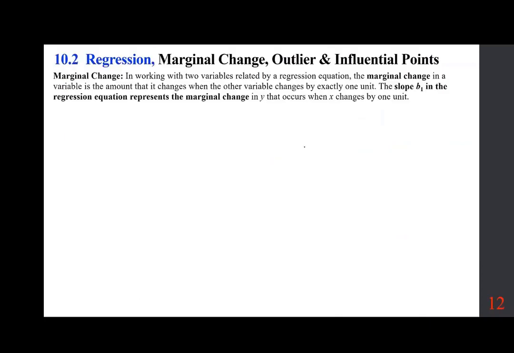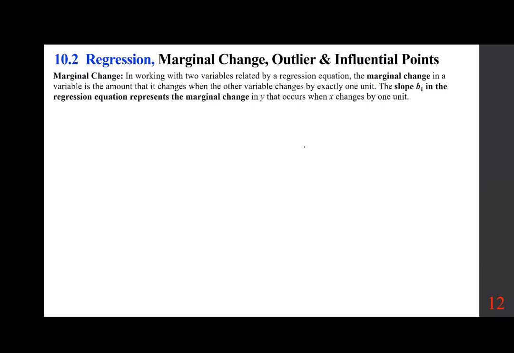Regression, marginal change, outlier, and influential points. So these are some definitions we want to make sure we are comfortable with. Marginal change. In working with two variables related by a regression equation, the marginal change in a variable is the amount that it changes when the other variable changes by exactly 1 unit. The slope b1 in the regression equation represents the marginal change in y that occurs when x changes by 1 unit. Okay, what do we mean by that?